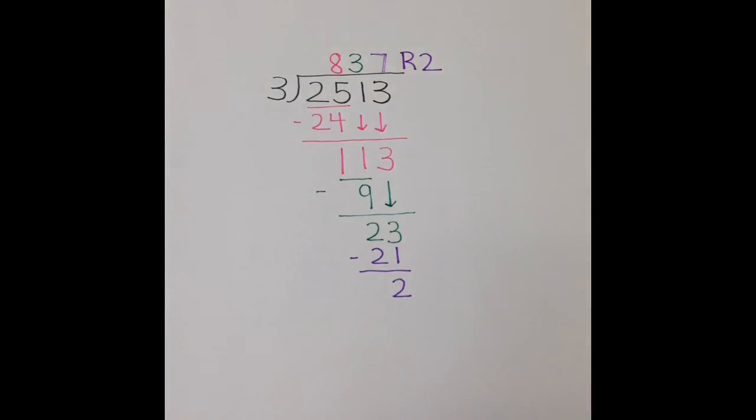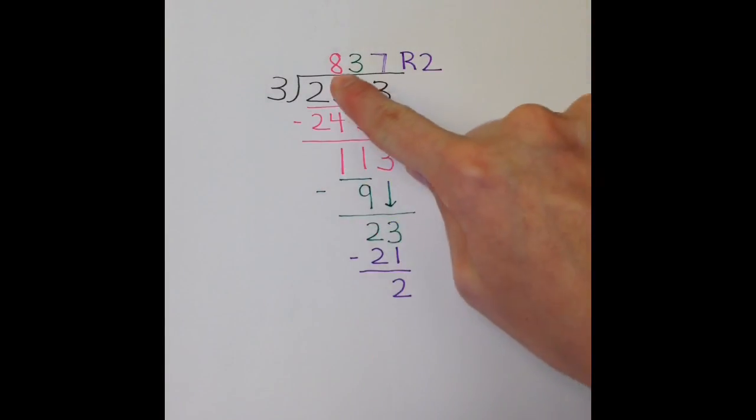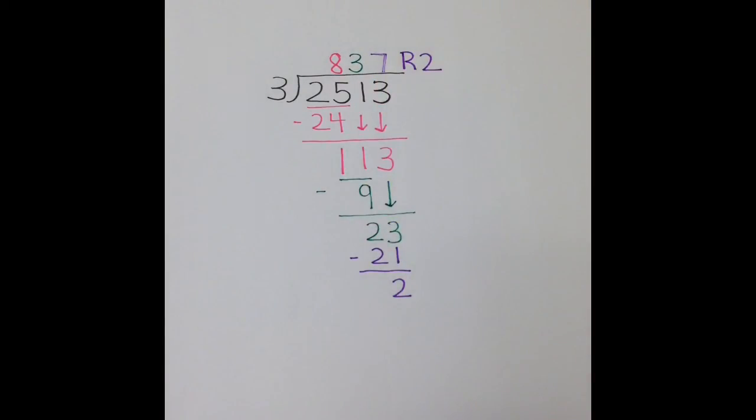So 2,513 divided by 3 equals 837 with a remainder of 2.